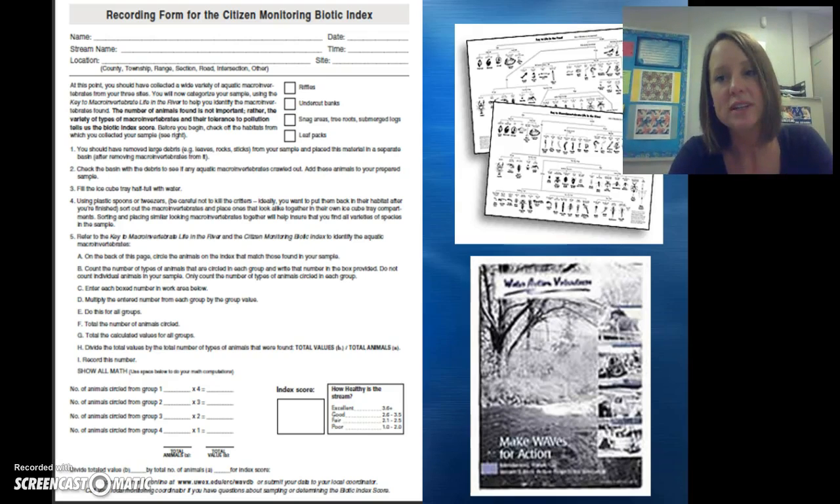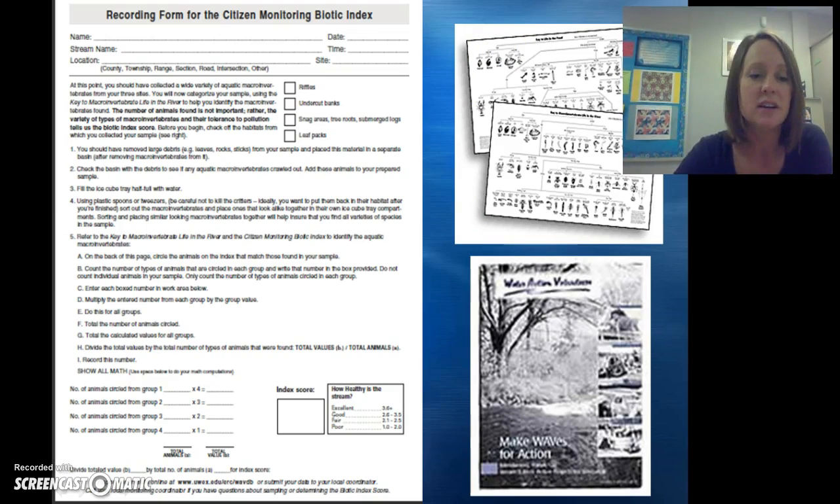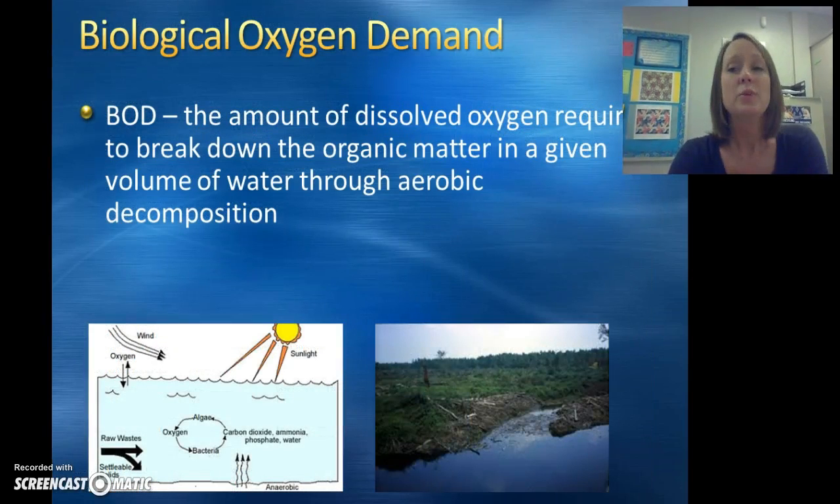Usually these booklets come with diagrams to help them identify the types of organisms that they see, and pretty extensive instructions. So anyone can volunteer to do this. So you could volunteer and turn in your results to help with the measurement of Biotic Index. The one that we are going to concern ourselves with in class is biological oxygen demand. The amount of dissolved oxygen that is required to break down organic matter is what we're measuring.